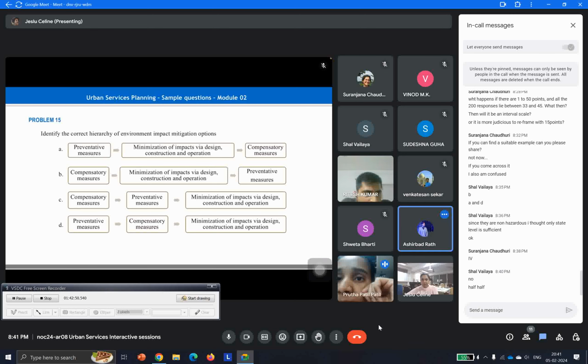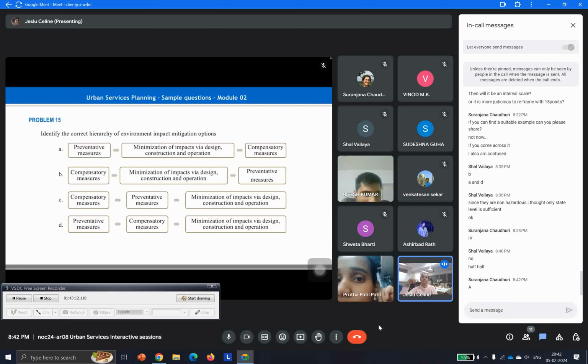Option A, preventive, minimization of impact via design, and then you have compensatory. Yes, somebody says option B, compensatory first, then you minimize, and then you take preventive measures. Okay, but if you do that, that means it's a post evaluation, right? After something has happened, you're taking a compensatory measure. No, first you prevent it. You try to prevent it, and through design, you try to reduce the impact, and you're trying your best. And still, if it doesn't work, then you go for compensatory measures. So that's how it should be.